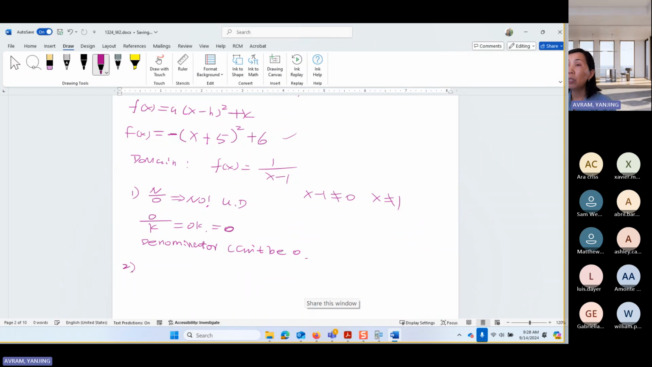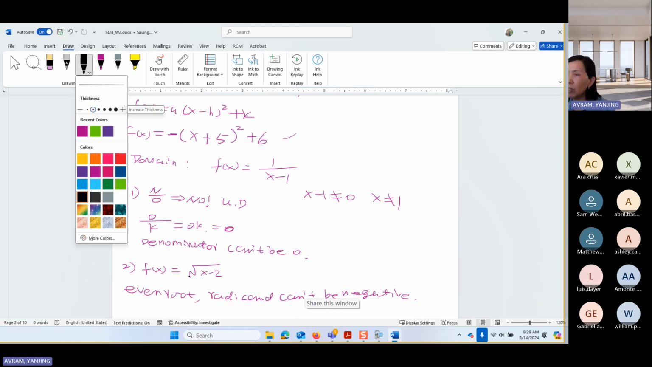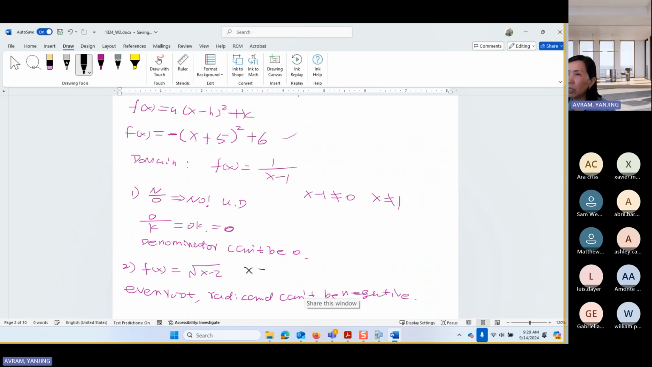Rule number 2 is if this is under an even root. Only the even root: the radicand cannot be negative. So what does cannot be negative mean? The radicand is everything under the root. So my radicand here is x minus 2. This cannot be negative, that means cannot be less than 0.